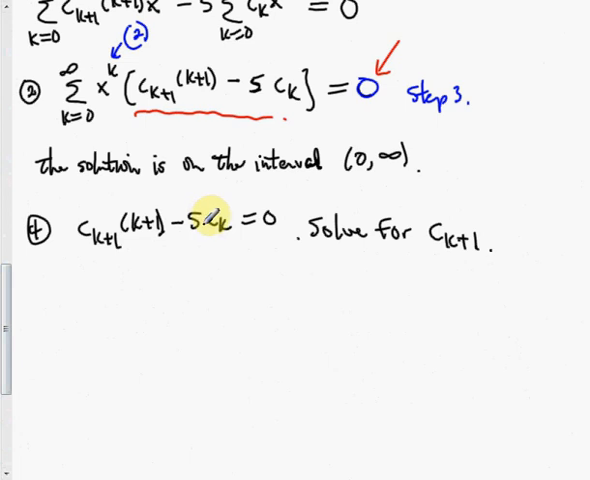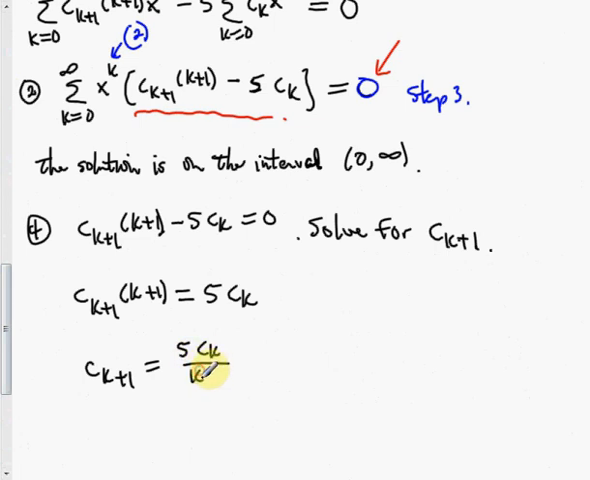I'm going to add 5 c sub k on both sides. So I have c sub k plus 1 times k plus 1 is equal to 5 times c sub k. Divide both sides by this k plus 1. So I have c sub k plus 1 is equal to 5 times c sub k all over k plus 1. That's step number 4, where it says get a formula for c sub k. This is my formula.